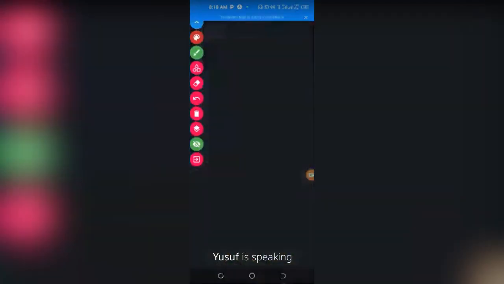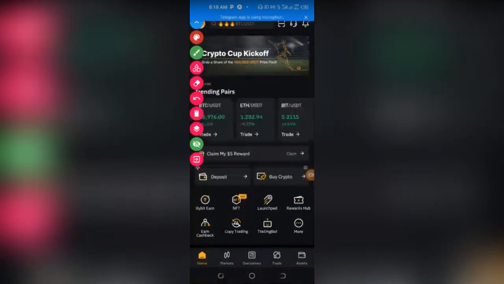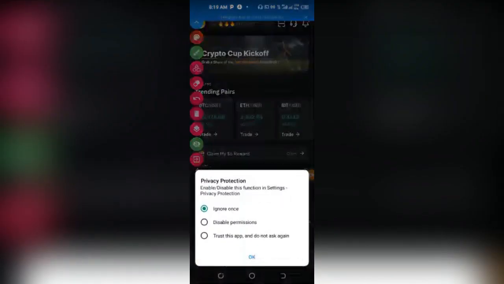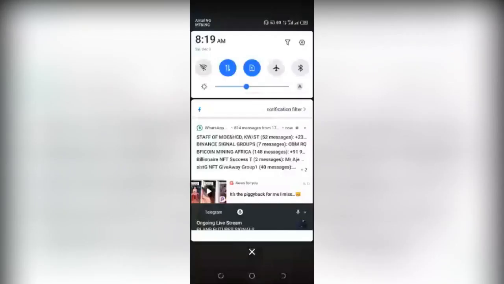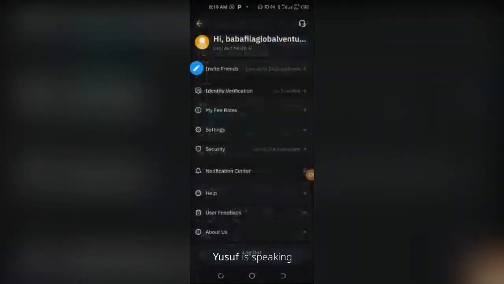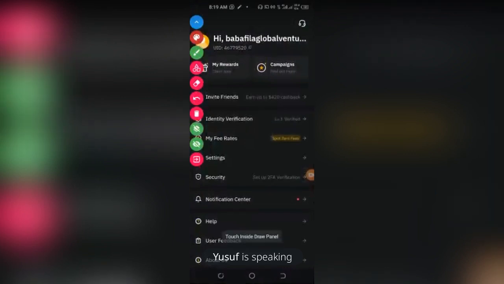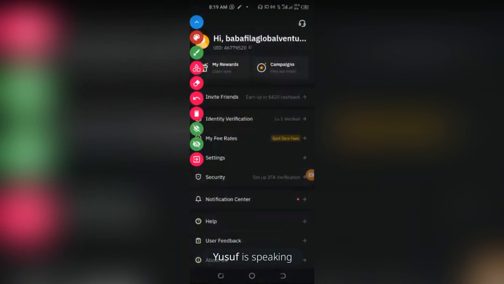So I'm launching my Bybit app right away. So this is my Bybit app. My account is verified. So for everybody that wants to, after registering your Bybit, you may need to come and verify using your BVN. I think it's faster and easier.